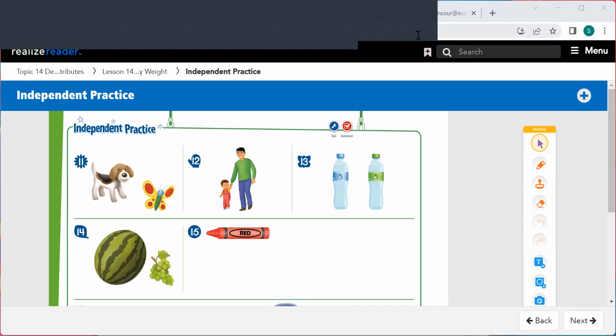We are at our independent practice, and you know what that means. You are going to do this independently. So for 11 all the way to number 14, you're going to draw a circle around the heavier object and mark an X on the lighter object. Or you're going to underline the objects if they are the same weight. For number 15, you're going to draw an object that is the same weight as that crayon.